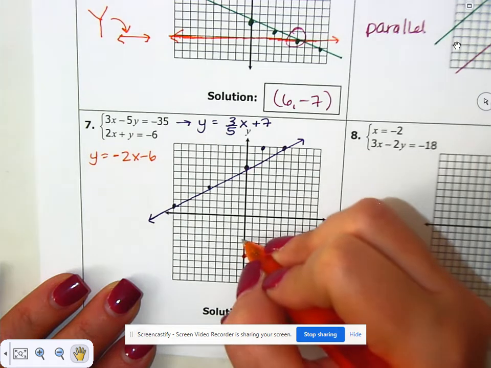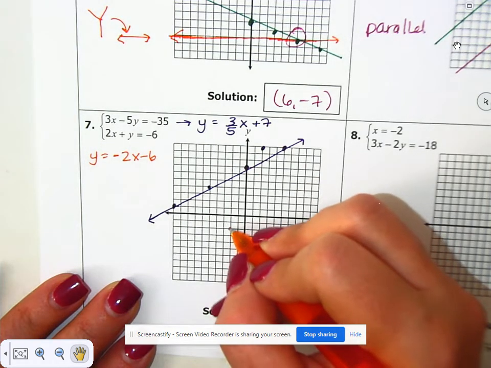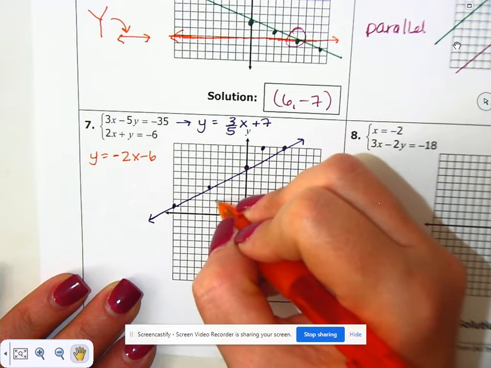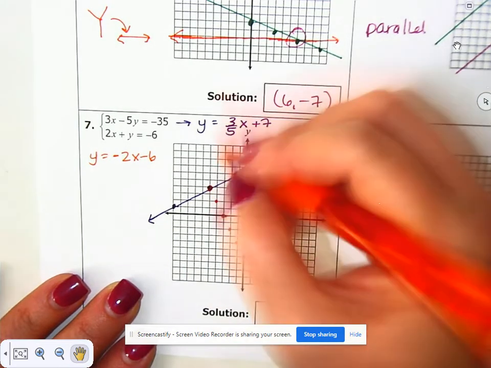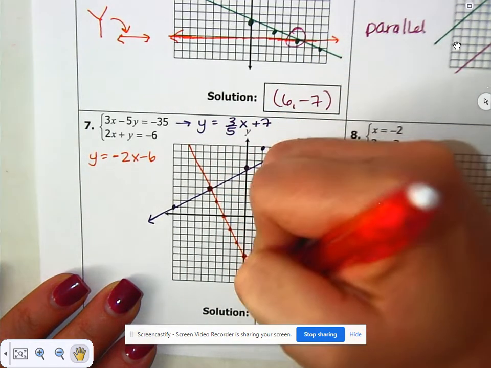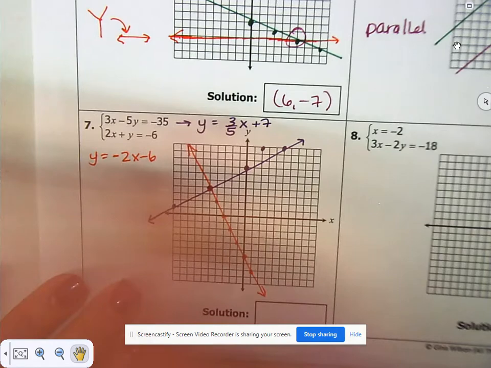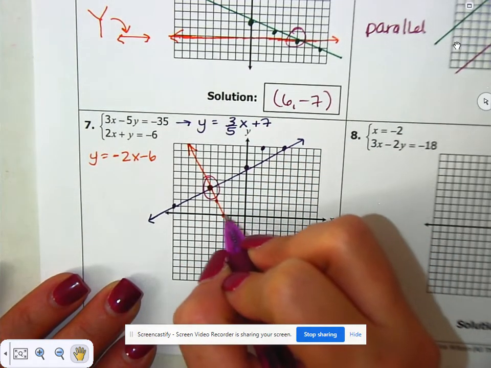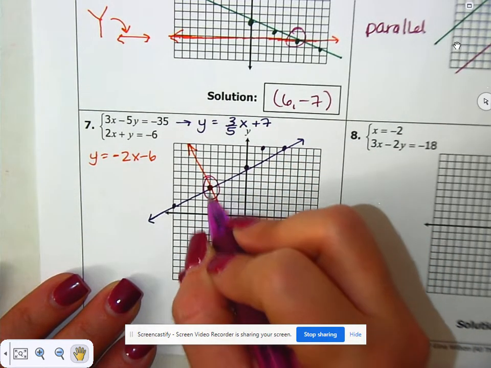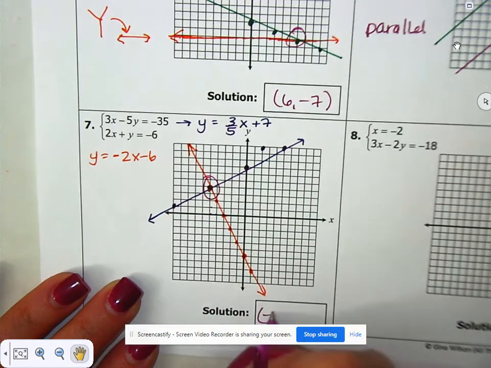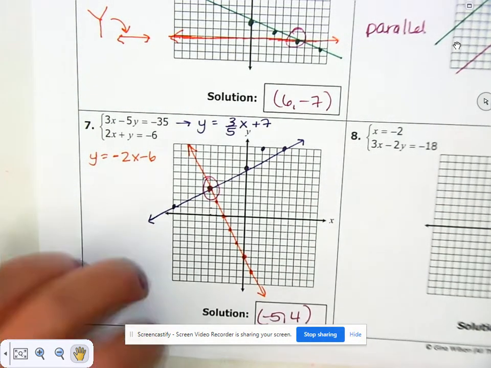Again, if I keep going that way, I'm never going to intersect. So I need to go the other way, and there is my intersection, right here. -5, 4.